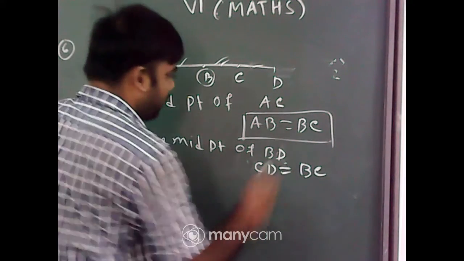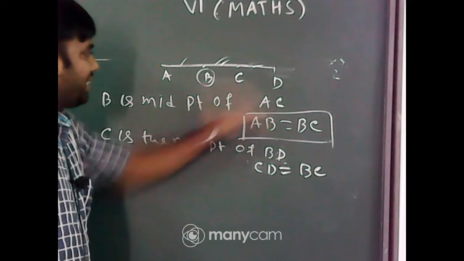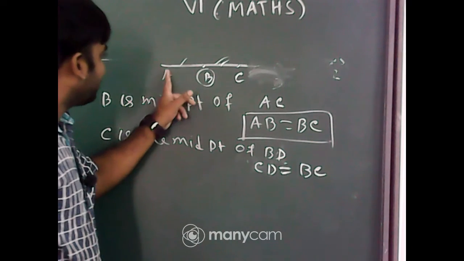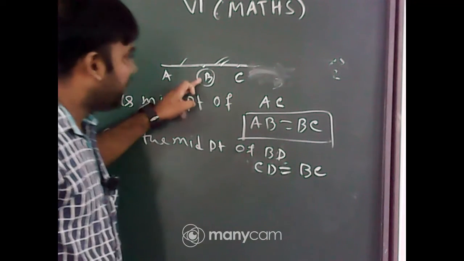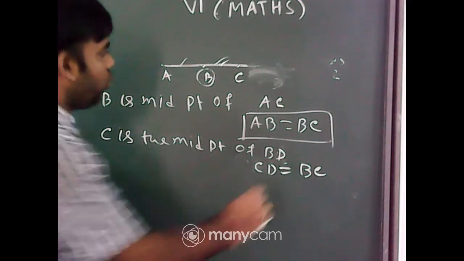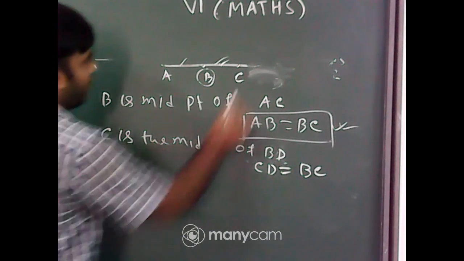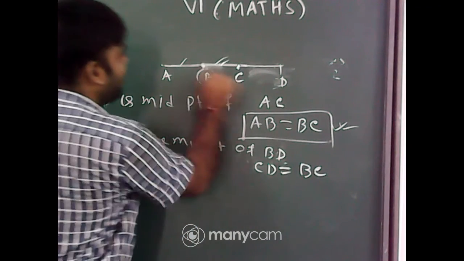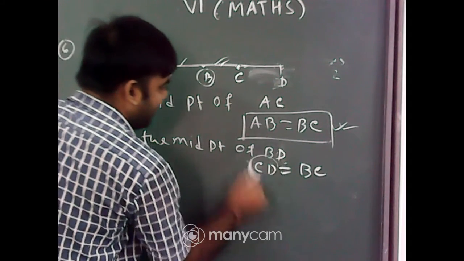First of all, just look at the board. B is the midpoint of AC. So you can say AB equal to BC. Any problem up to this? As B is the midpoint, then AB equal to BC. So one relation I have. Next statement, C is the midpoint of BD. So take here BD. As C is the midpoint, BC equal to CD. So you can say CD equal to BC.